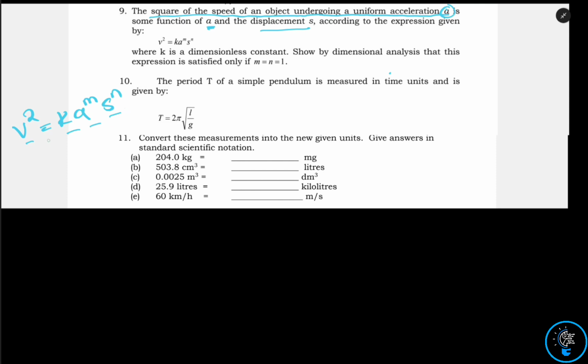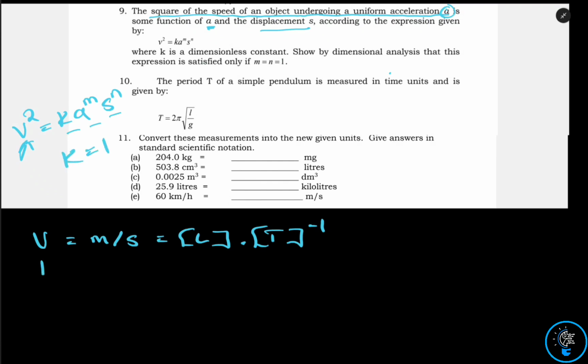Okay, let me repeat that. So we're given this formula, so we're going to write each dimension in its dimensional formula. So we have velocity. Velocity, we know it has a unit of meters per second, and its dimensional formula will be L dot t, representing seconds, to the power negative 1. And k is a dimensionless constant. We know that dimensionless constants are equal to 1. So k is equal to 1.